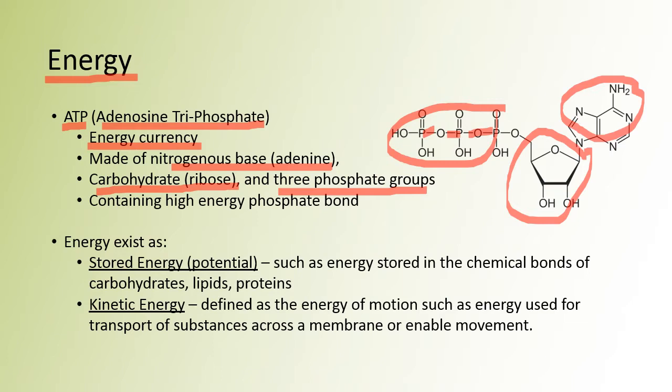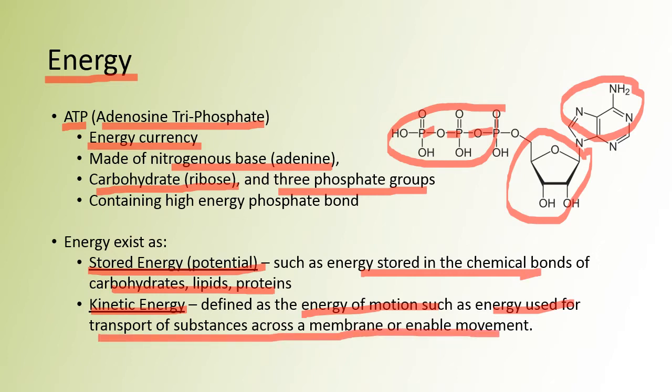Energy exists in two forms. Either it can be stored energy, also known as potential energy. Such energy is stored in the chemical bonds of carbohydrates, lipids and proteins. And the second form is kinetic energy. It defines the energy of motion, such as energy used for transfer of substances across a membrane or to enable movement.